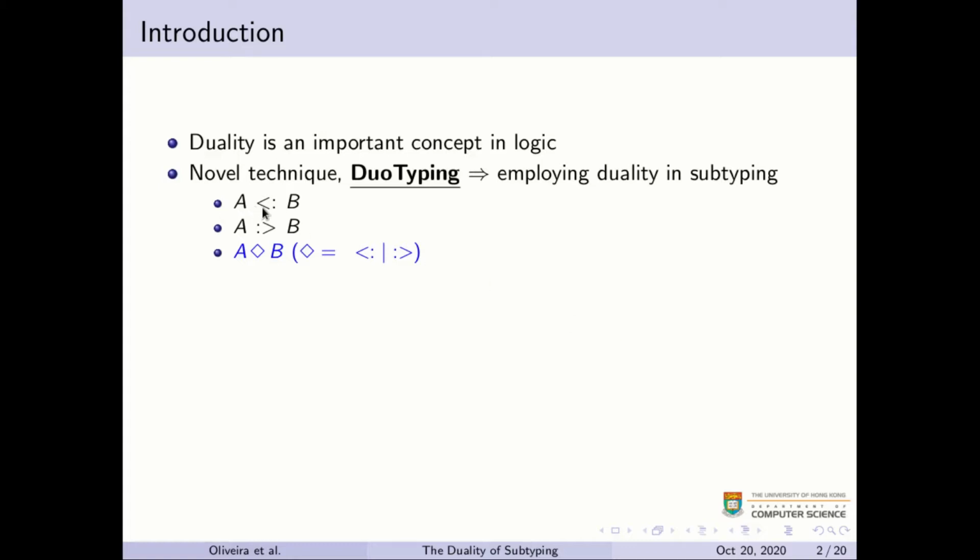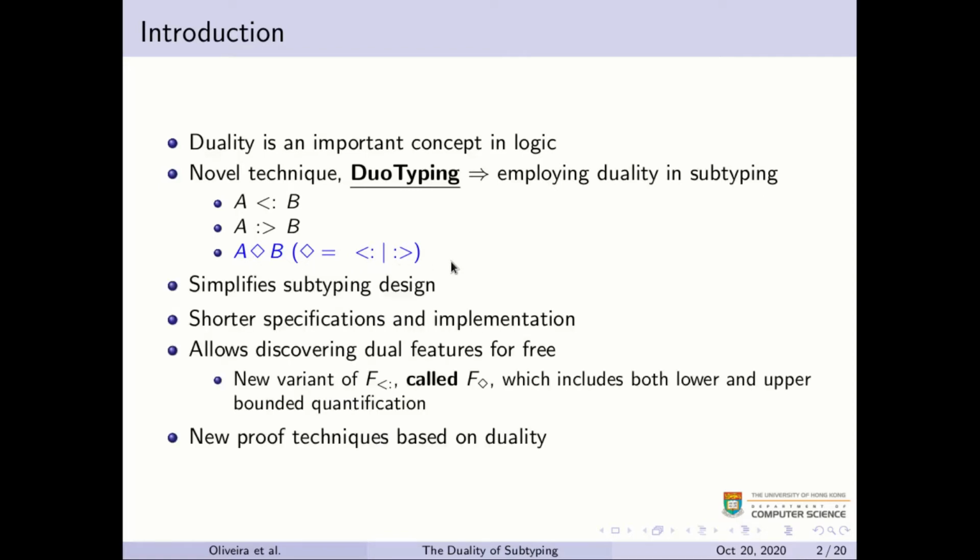Instead of writing A is subtype of B or A is supertype of B, we write it A has some mode relation with B. The mode relation is represented with the help of diamond. This mode can either be subtype or the supertype. By applying duality in subtyping, it helps to simplify the subtyping design. It gives shorter specifications and implementation. It allows the discovery of interesting dual features for free.